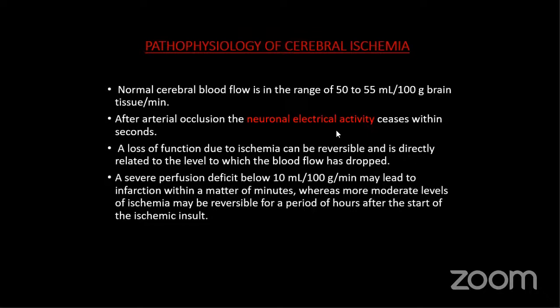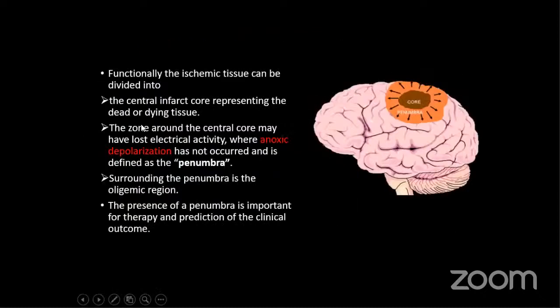Forget the rest of the things, but just remember this: normal cerebral blood flow is in the range of 50 to 55 ml per 100 grams of brain tissue. As soon as there is an arterial occlusion, the neuronal electrical activity will cease within a few seconds. The loss of function due to ischemia can be reversible and is directly related to the level to which the blood flow is dropped and also to the time. This is all the cytotoxic edema.